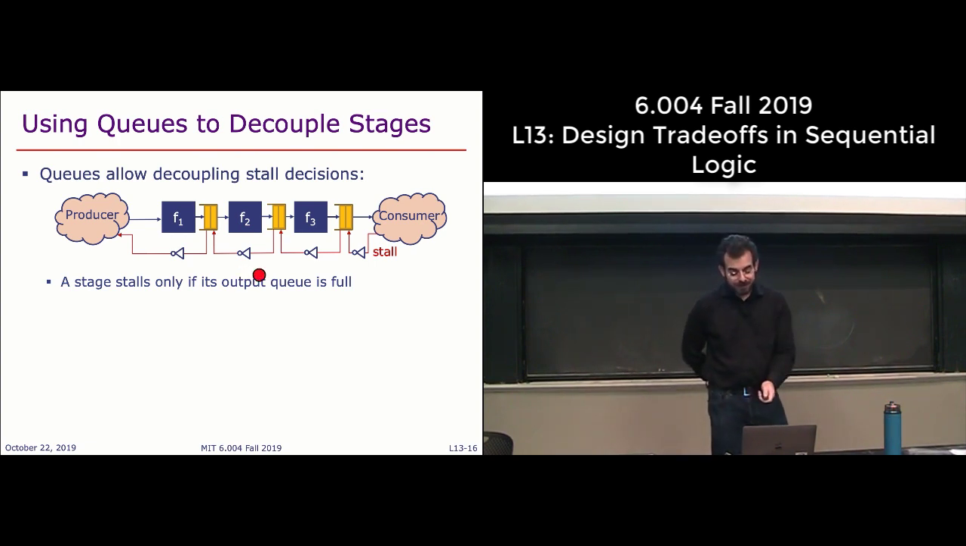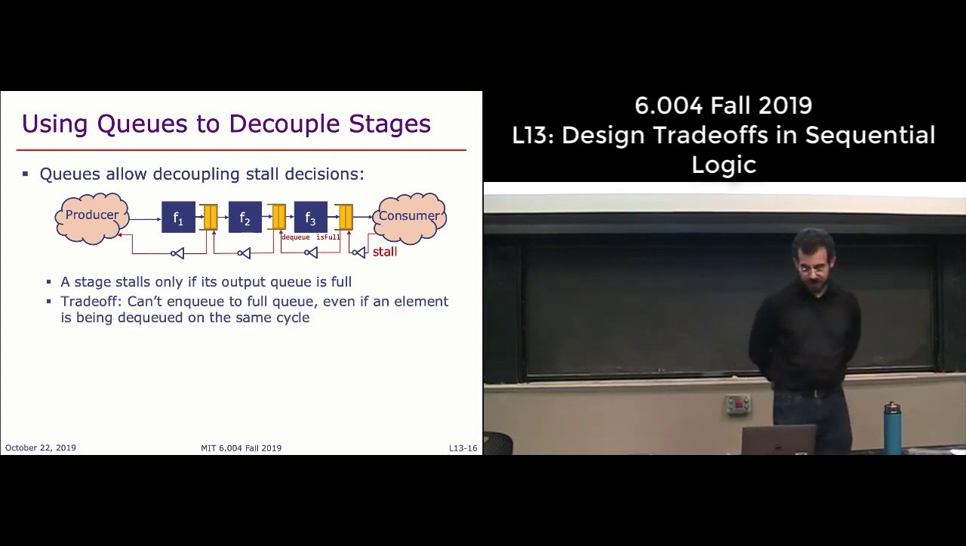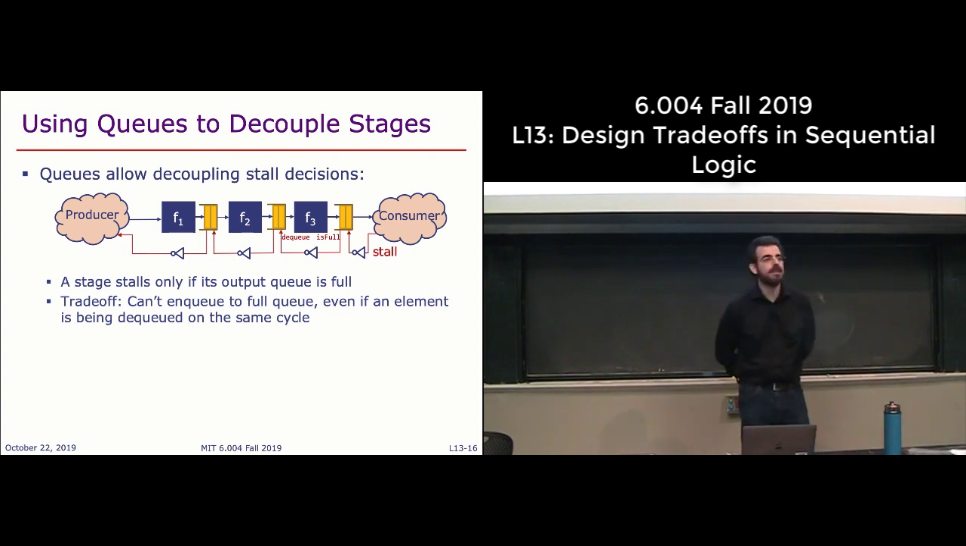Why? Because since we have 2 elements here, we only need to stall, or we set stall, which is not dequeue, right? So this is the isFull, right? So we have DQ is full, DQ is full, right? So if we have our upstream stall set, then we don't DQ, and then if this is full, then we stall the next, right? Now, the trade-off here, of course, is that you cannot enqueue in this design to a full queue, even if an element is being dequeued on the same cycle.